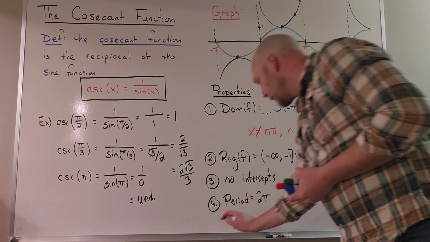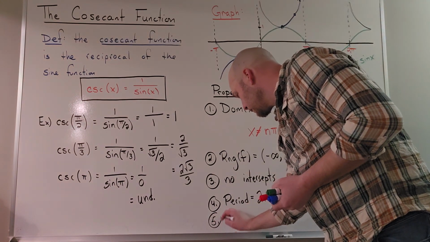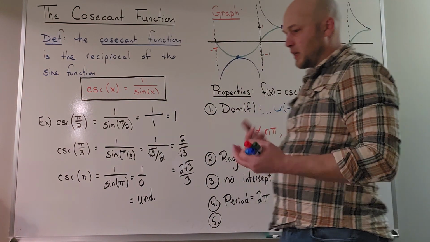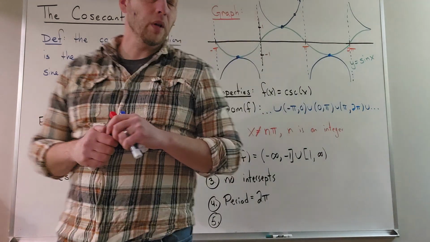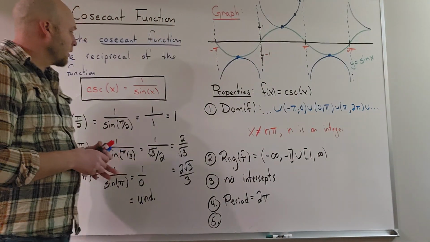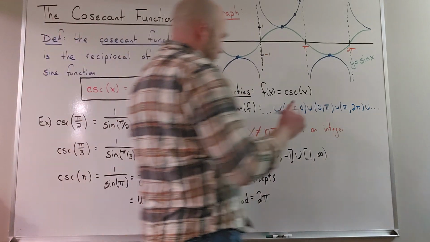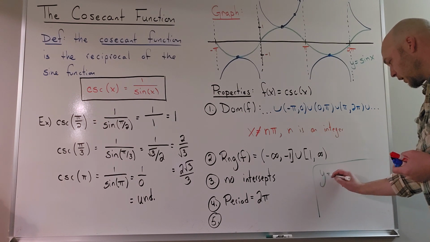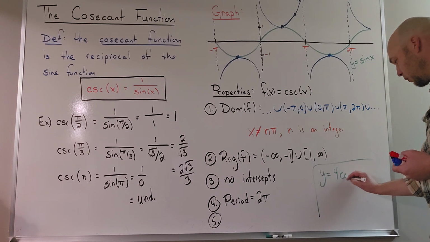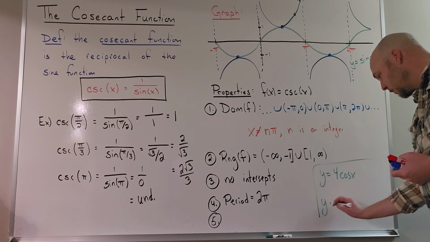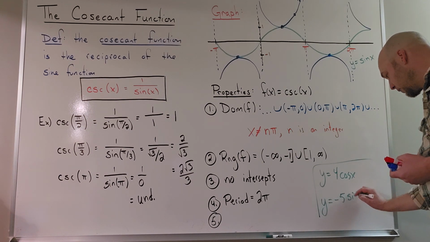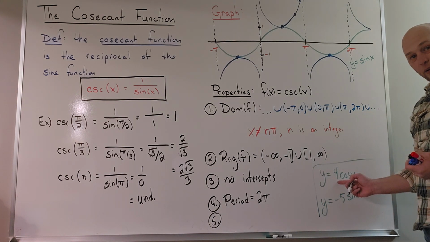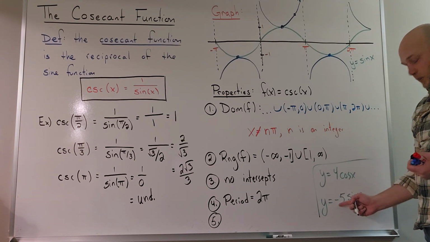Okay. 5. When you talk about the sine and the cosine function, the concept of an amplitude comes up, right? The amplitude is, if we're talking about the function y equals 4 cosine of x, or y is equal to, say, negative 5 sine of x, the shortcut for the amplitude is to take the absolute value of the number out front. So the amplitude of this is 4, amplitude of this is 5.